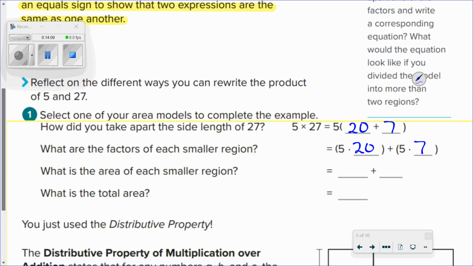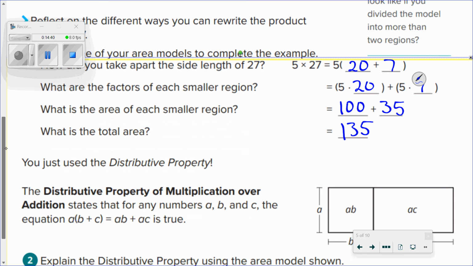Correct? Because when I took the pieces, I did the area formula 5 times the 7, 5 times the 20. Well, what's 5 times 20? 100. What's 5 times 7? 35. And we found that 100 plus 35 gave us 135. There's a board right there you can see. Does it make sense for you guys? Everybody understand where those numbers came from? Okay. We're going to give you guys a chance to start doing this.